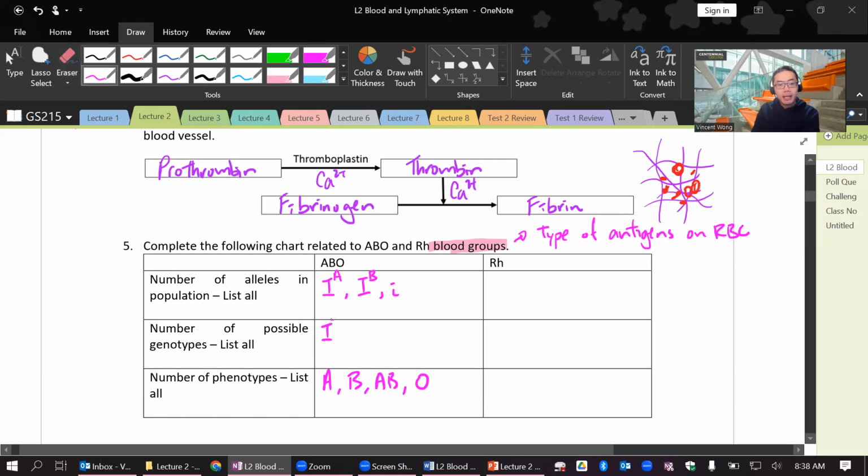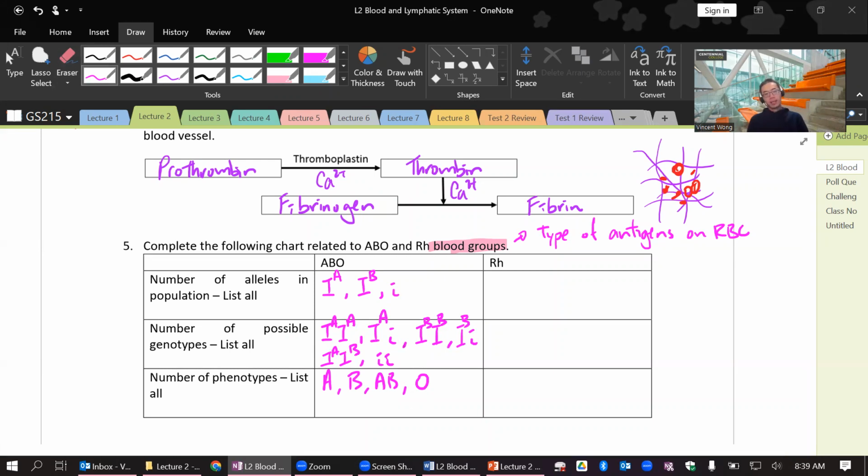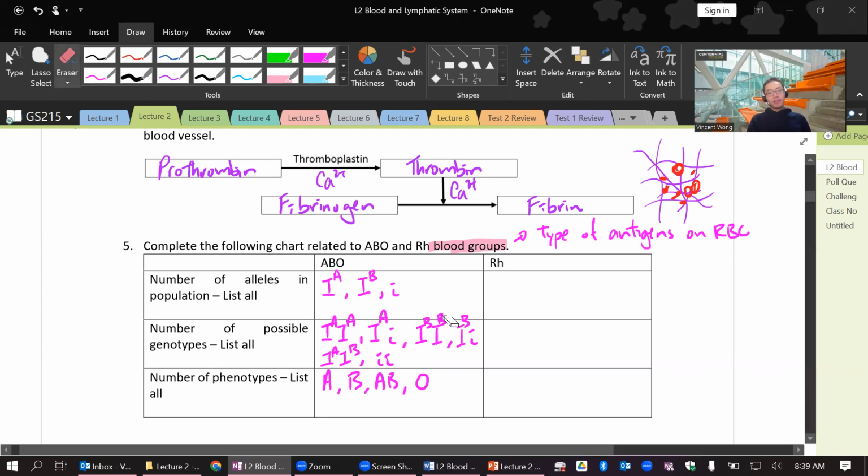Okay, so we have IA IA, IA small i, IB IB, IB little i, and little i little i, right? 6 combinations that exist. And the manifestation of these 6 genotypes is going to be the ultimate blood type, right? So you can be type A blood if you're IA IA or IA small i, so on and so forth, right?